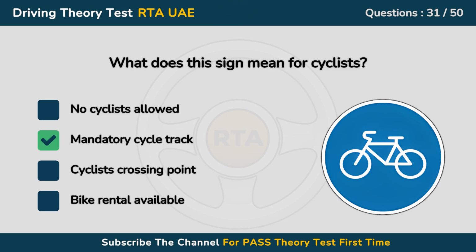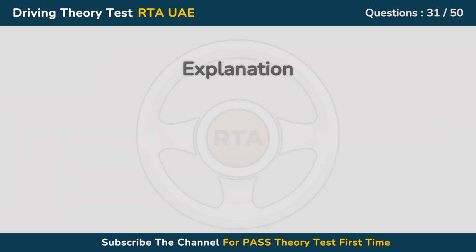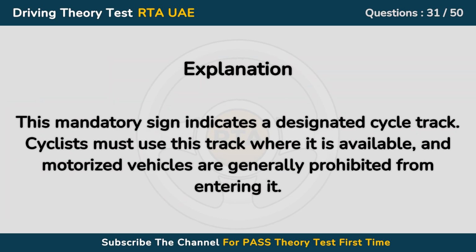Answer is B. Mandatory cycle track. This mandatory sign indicates a cycle track. Cyclists must use this track where it is available, and motorized vehicles are generally prohibited from entering it.